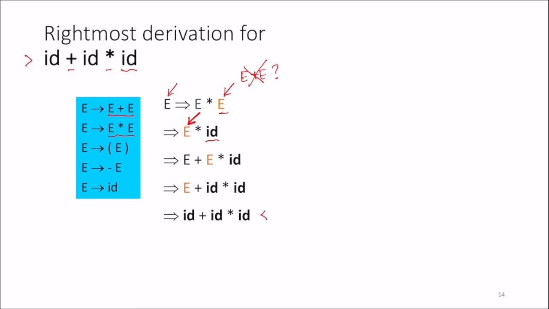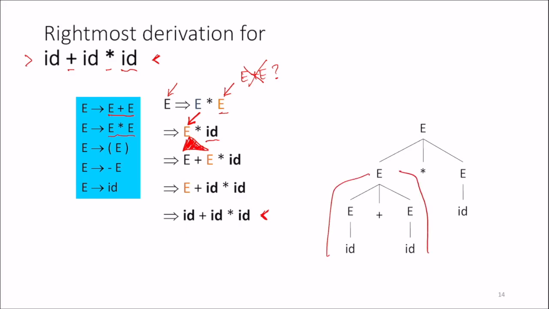So this is non-negotiable. I need to get that same input. The input string has to be identified correctly, right? No matter what choice of rules you take. So in the end, if I take this sequence of rule applications and I draw out the tree structure for it, I get the e gets replaced with e plus e in the context of the times e, right? So the parse tree here reflects this choice of rule applications.